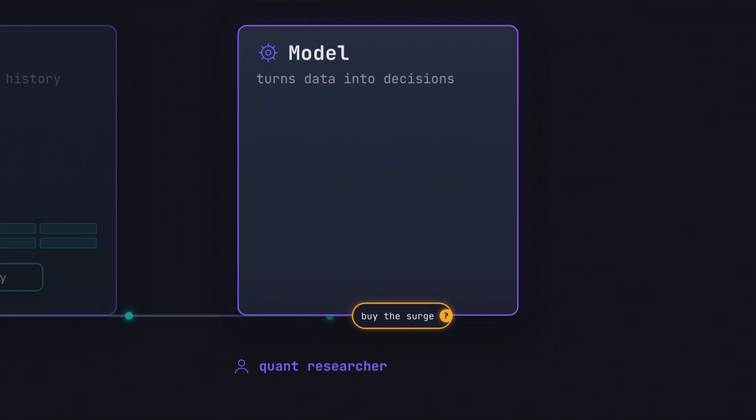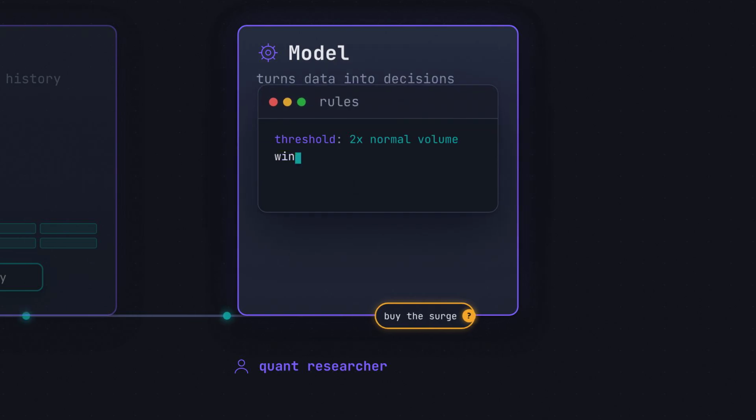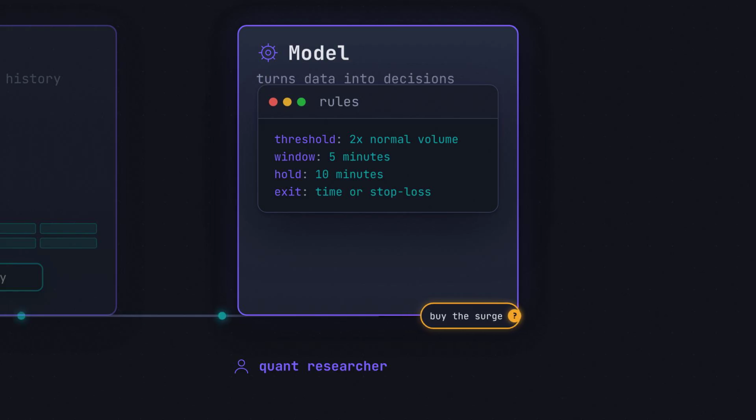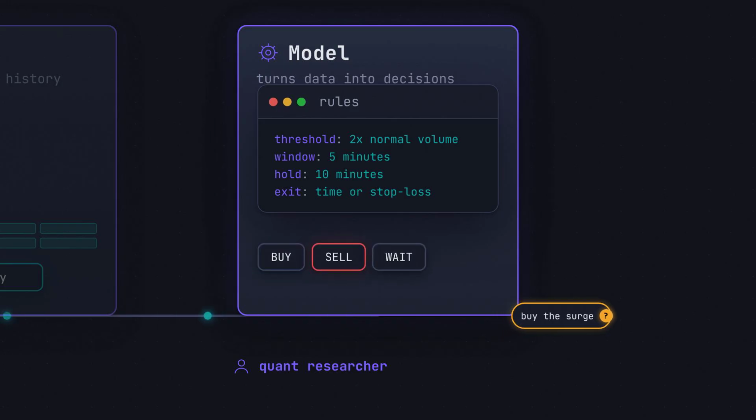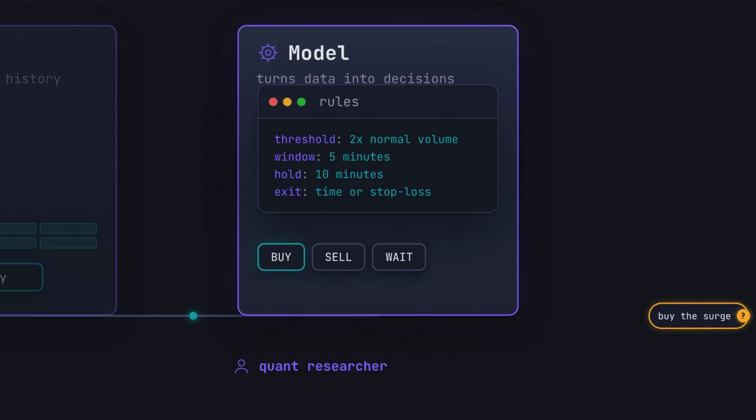A researcher works like a scientist. They turn the vague idea into exact rules. What counts as unusually high buying activity, 20% above normal, or double, how long to hold the stock, and when to sell. The result is called a model. A model is simply a set of rules that turns data into a decision. The model's output is called a signal. A signal tells the system one of three things: buy, sell, or do nothing.